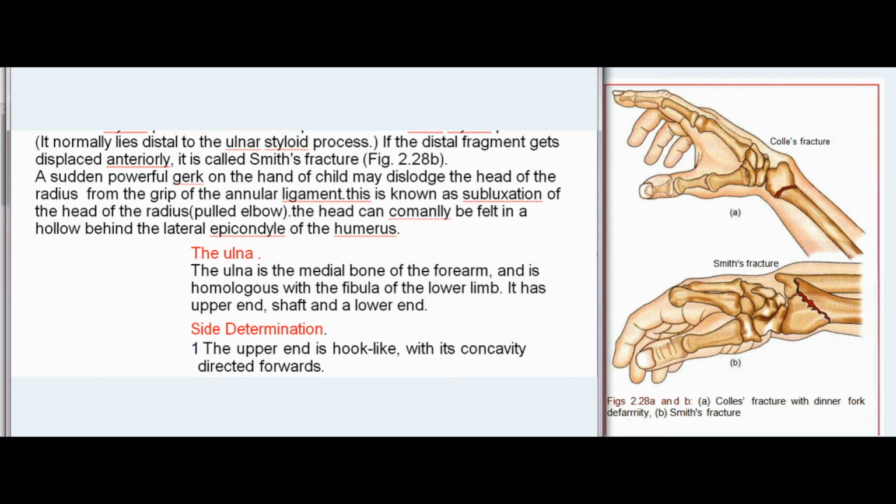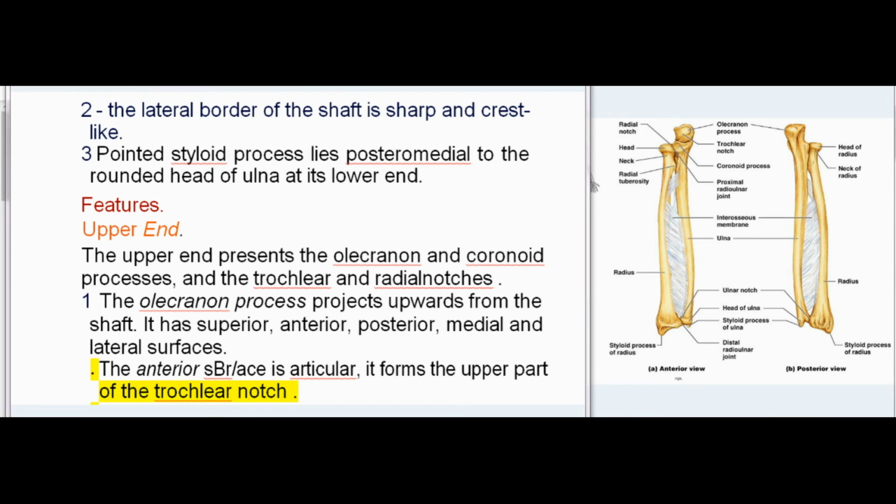The ulna. The ulna is the medial bone of the forearm, and is homologous with the fibula of the lower limb. It has an upper end, a shaft, and a lower end. Side determination. 1. The upper end is hook-like, with its concavity directed forwards. 2. The lateral border of the shaft is sharp and crest-like. 3. The pointed styloid process lies posteromedial to the rounded head of the ulna at its lower end. Features. Upper end. The upper end presents the olecranon and coronoid processes, and the trochlear and radial notches.